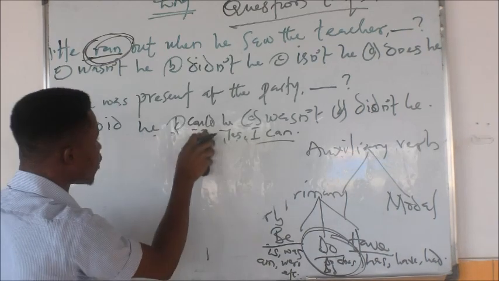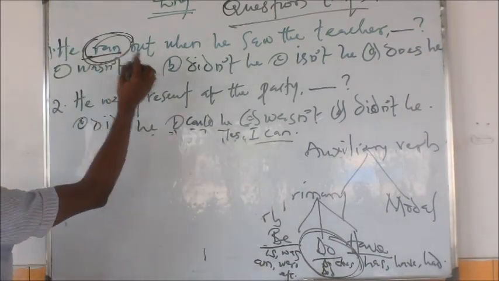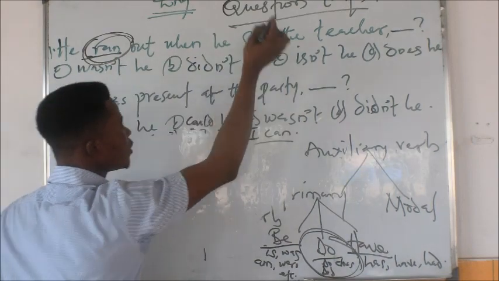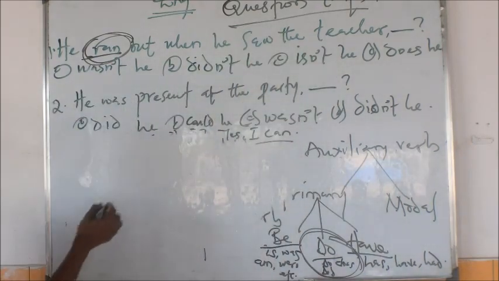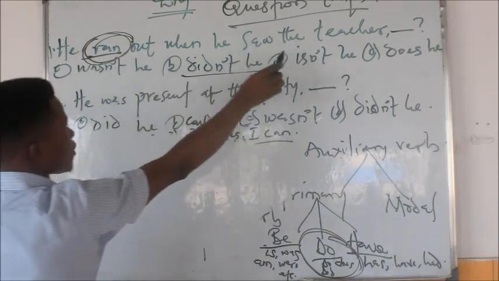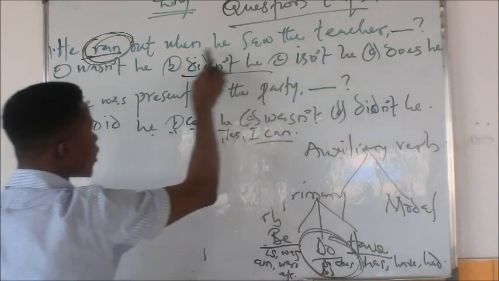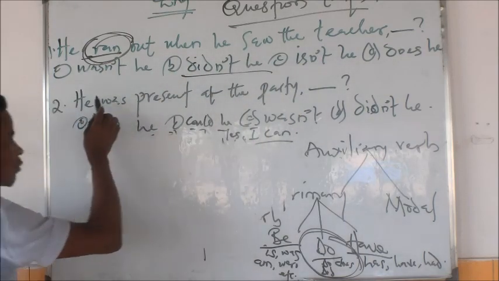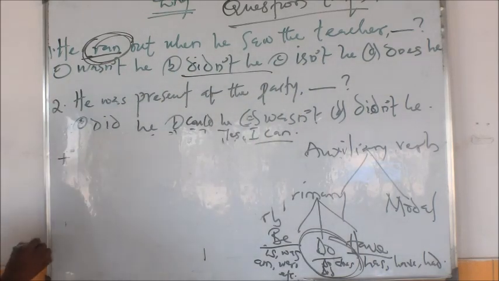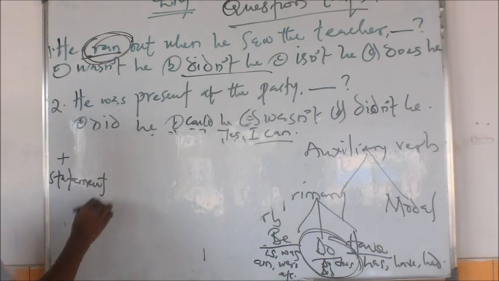Why have we gone for didn't he? He ran out when he saw the teacher. And we went for didn't he, right? Now, he ran out when he saw the teacher. Is it a positive statement or negative? It is positive. Positive statement. That means it will attract a negative question tag, isn't it?